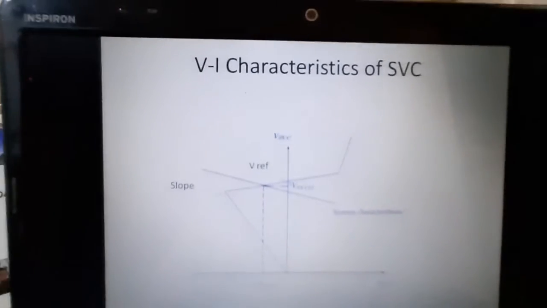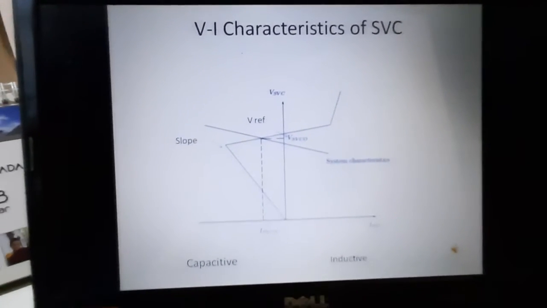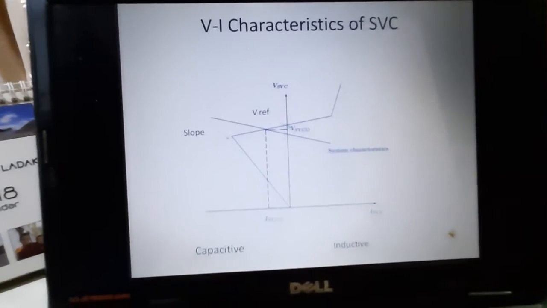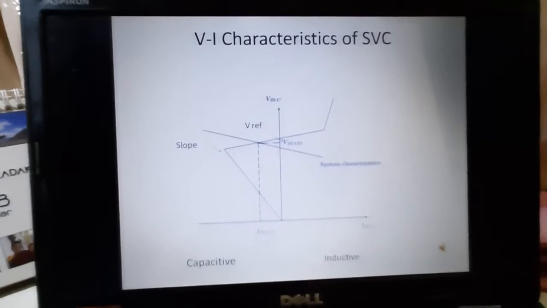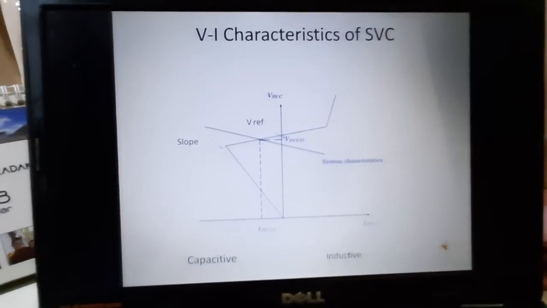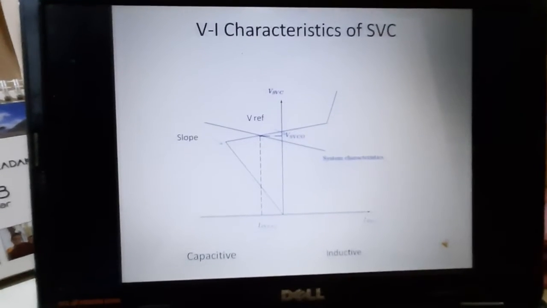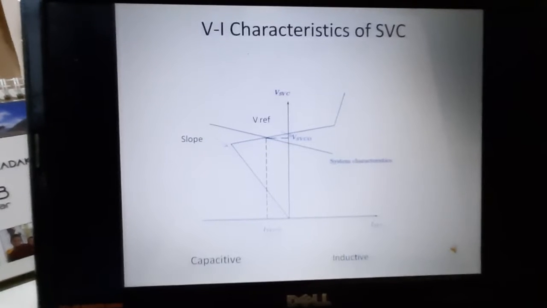This is the VI characteristic of SVC, which shows the relationship between voltage and current of the SVC. It is a dynamic VI characteristic, whereas where the system characteristic crosses the dynamic characteristic, this point is called the quiescent point.